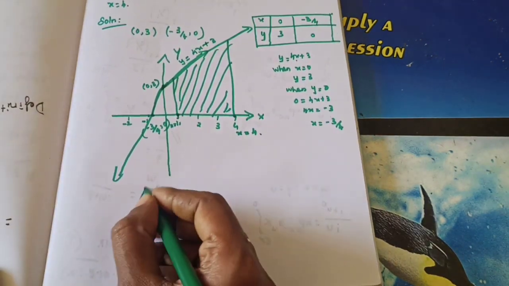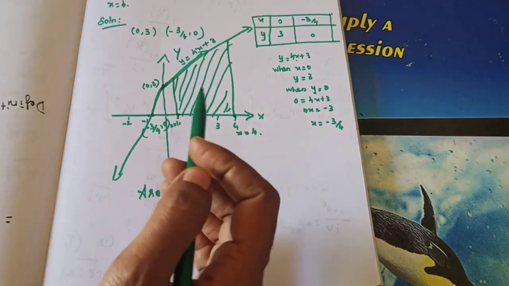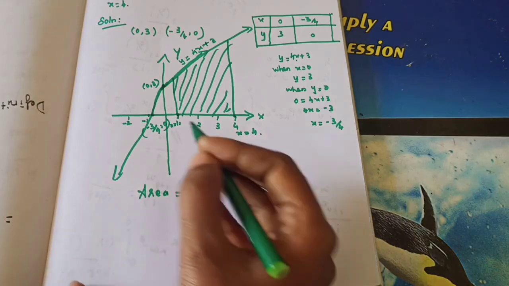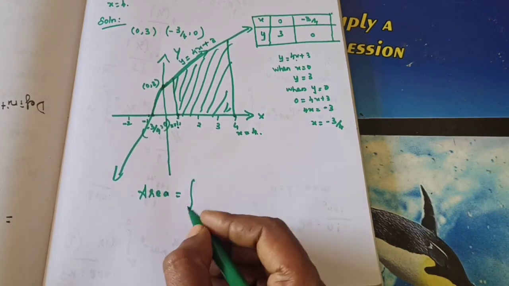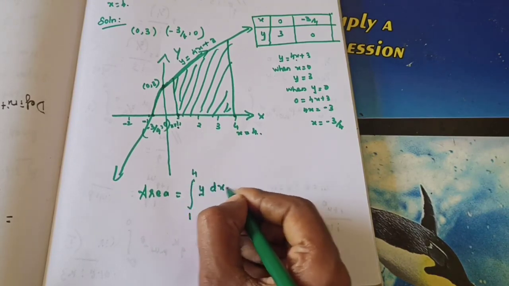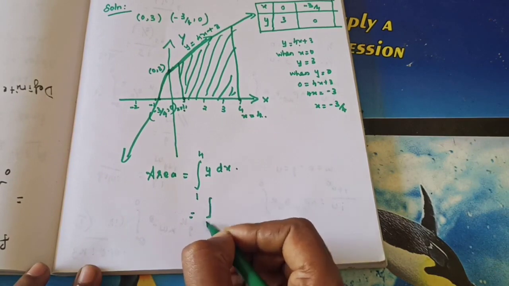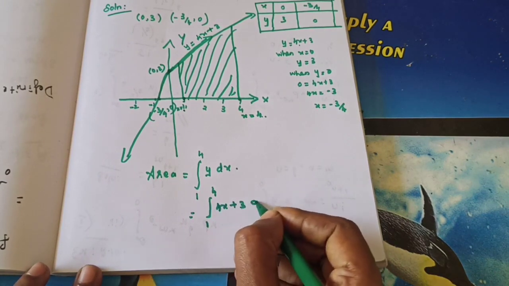Now we will find the area. Now I am asking one question. Whether it is above the x-axis or below the x-axis? It is above the x-axis. So what's the formula? Integral a to b y dx. So here what's the a value? It is 1. Is it right? The limit is from 1 to 4. So integral 1 to 4 y dx. That's all. Now substitute the y value here. Integral 1 to 4, the y value is 4x plus 3, dx.